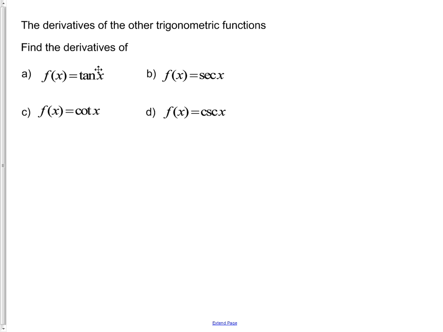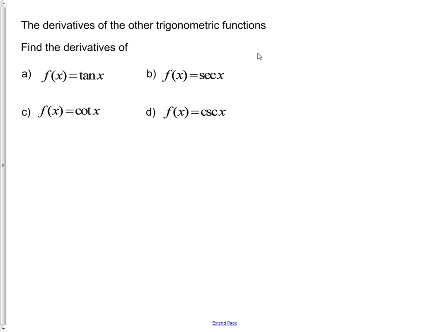Well, our derivatives are fine for sine and cosine, but we also have a few other functions to contend with here. One of them being tangent of x, another being cotangent of x, secant of x, and cosecant of x. So we might ask ourselves, what do we do to find those derivatives? And what we're going to do is this.